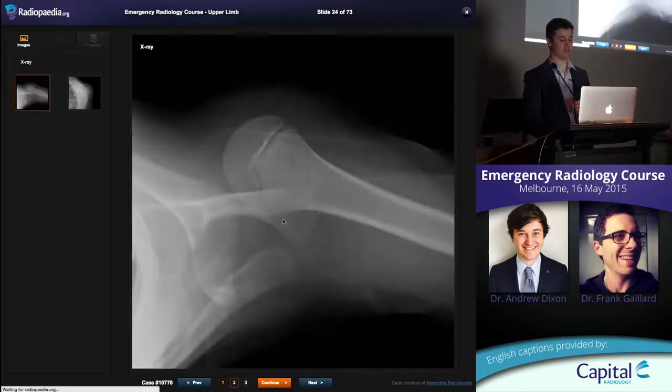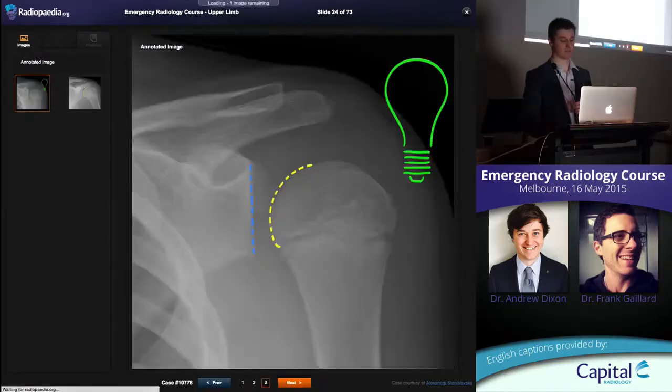If you look on this slightly different one, this is an axillary view or an axial view. You can see that the humeral head has popped out the back. Here's the acromion, here's the clavicle coming across. The glenoid's going to be in here, okay? So that's the light bulb sign, posterior dislocation.